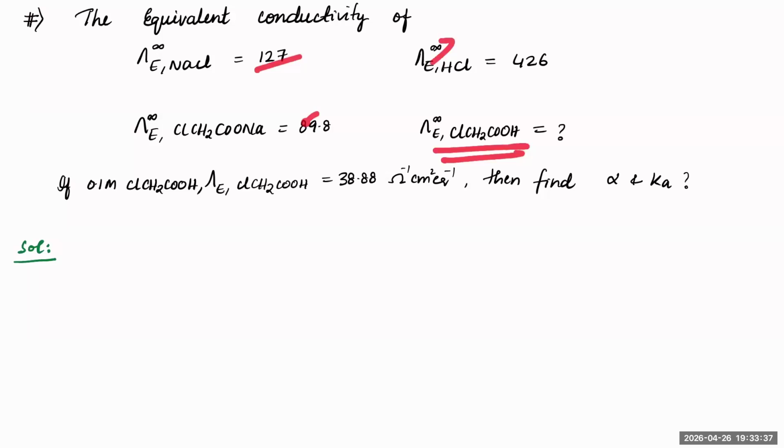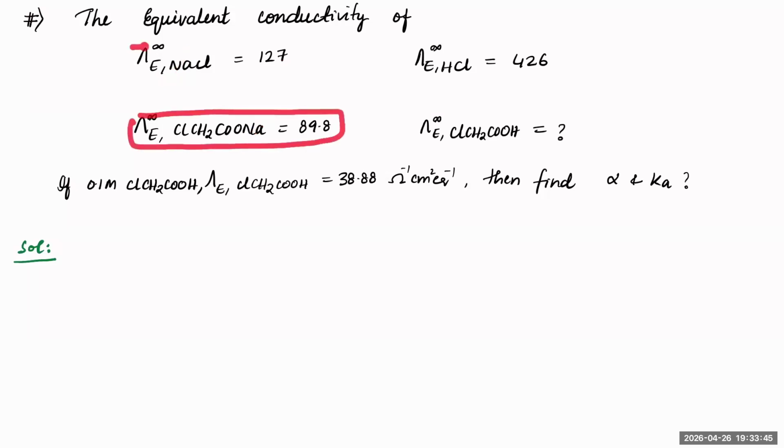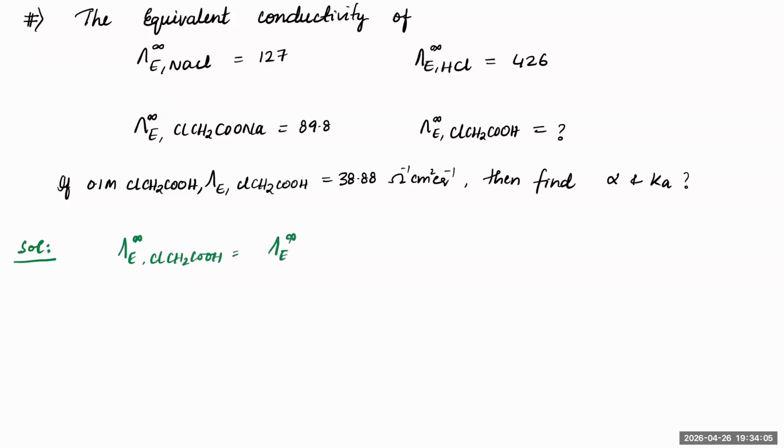See, I need to eliminate Na plus. So I will take this compound and subtract NaCl. So Na plus will get subtracted anyway. Cl minus I have to subtract means I have to add this one now. So therefore, I can say lambda E infinity of ClCH2COOH will be equal to lambda E infinity of ClCH2COO minus plus lambda E infinity of H plus.